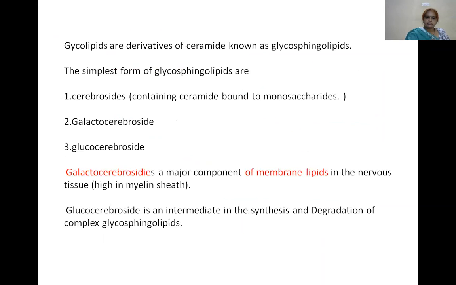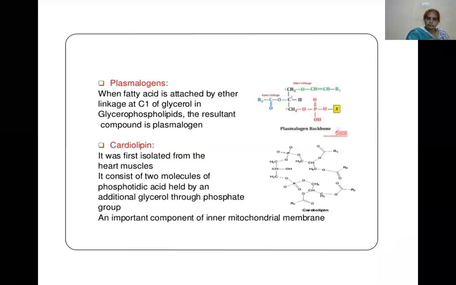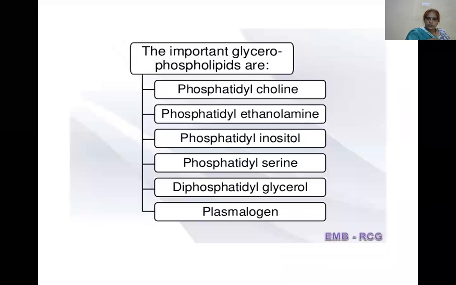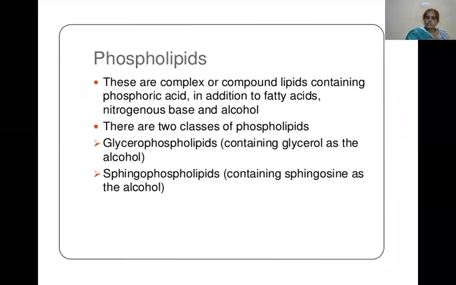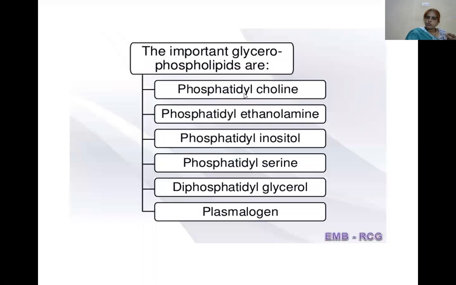Okay. Once again. So phospholipids are the complex or compound lipids. They contain fatty acid, nitrogen base, alcohol, and phosphoric acid. They are mainly divided into the glycolipids, glycerophospholipids and sphingolipids. So the glycerophospholipids are phosphatidylcholine, ethanolamine, inositol, serine, diphosphatidylglycerol, and plasmalogens.